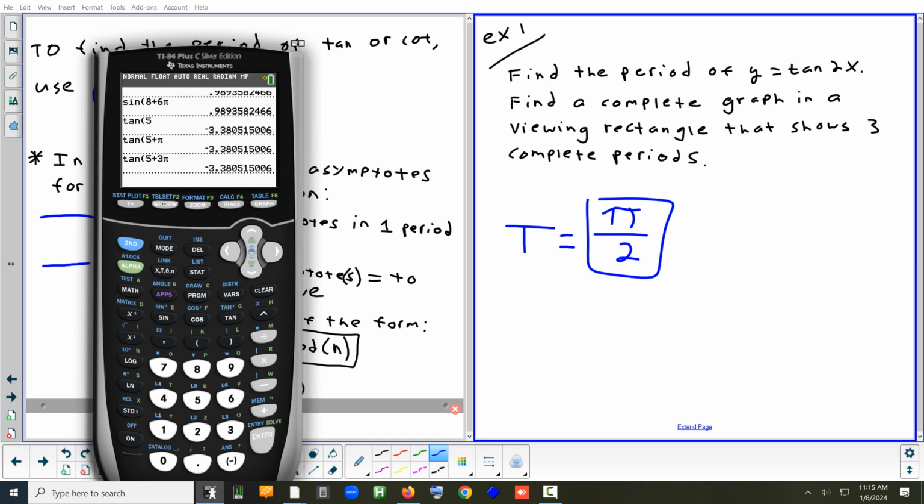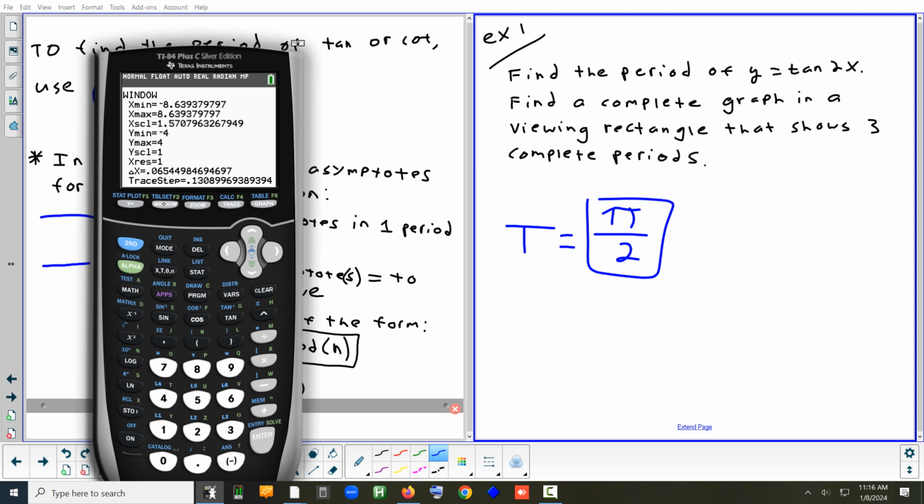Okay. So if pi over 2 is 1 cycle, how big is 3 cycles? Since pi over 2 is 1 cycle, 3 pi over 2 would be 3 cycles. Can somebody give me an x min and an x max that has a width of 3 pi over 2? There's lots of answers you could give me. Radians or degrees? Well, we're in radians. So what would be a window that has a width of 3 pi over 2? Preferably the simplest one you could.